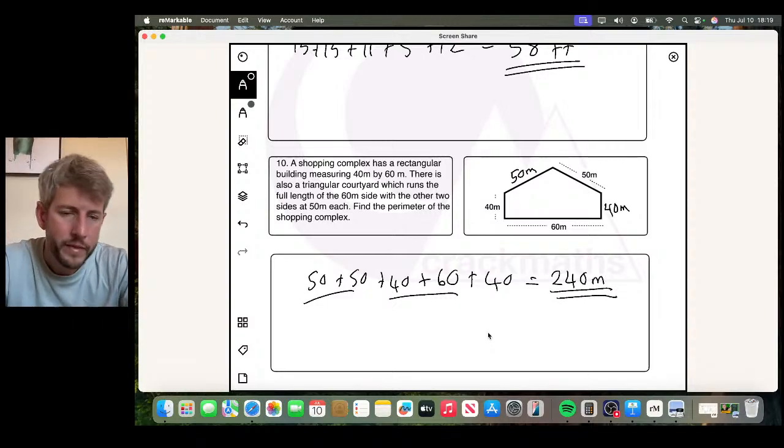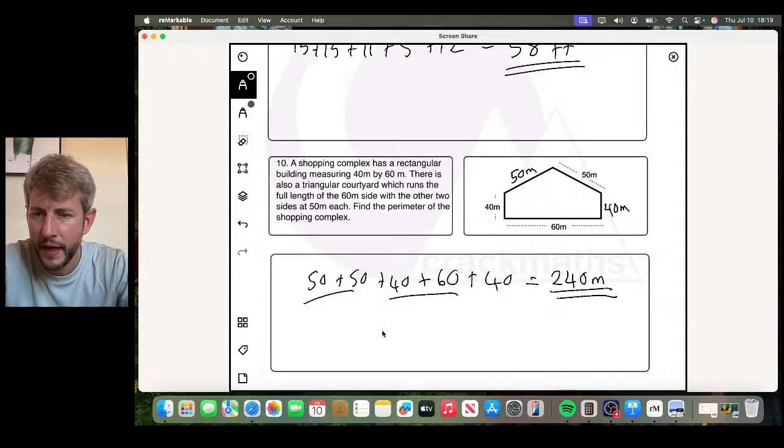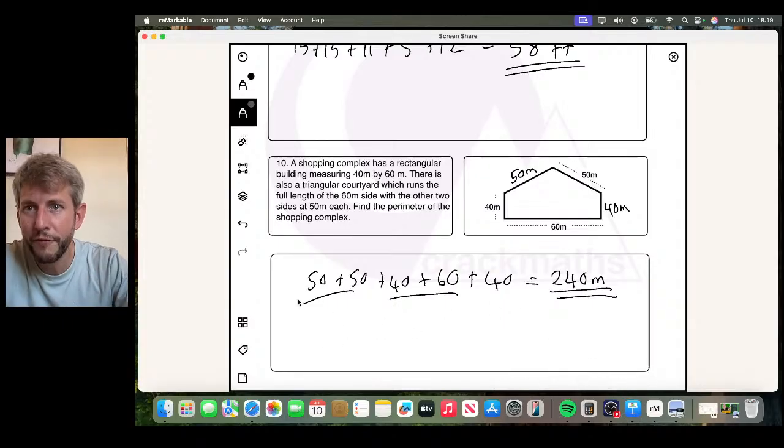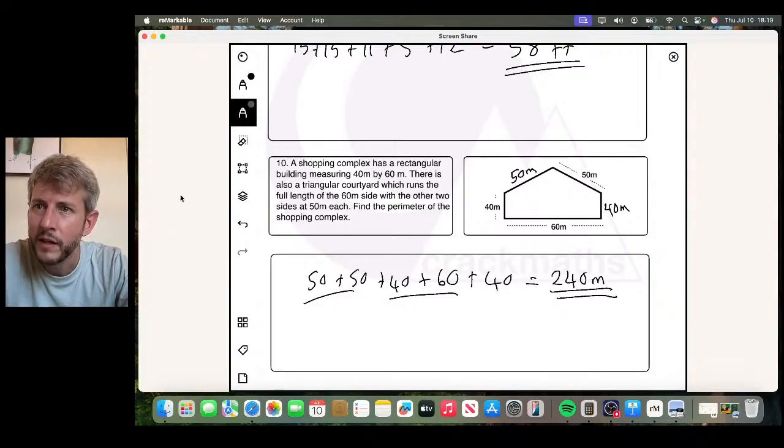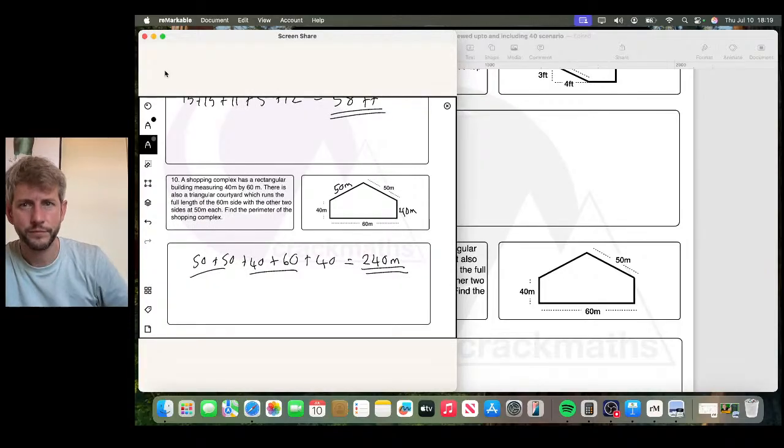Okay, let's have a look at the mark scheme, and then that will be that for compound perimeter. So let's get that done. So here we go.